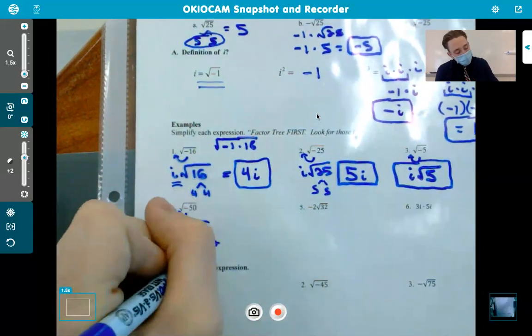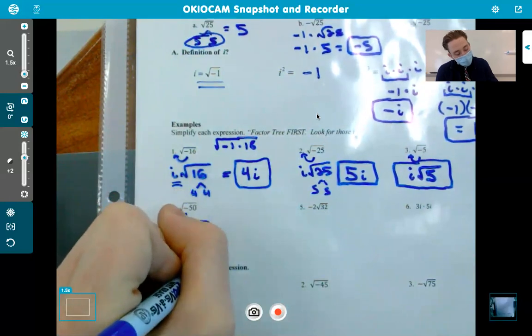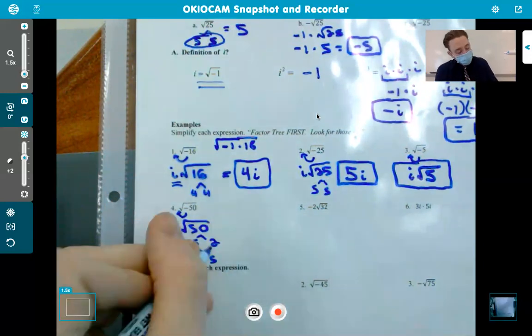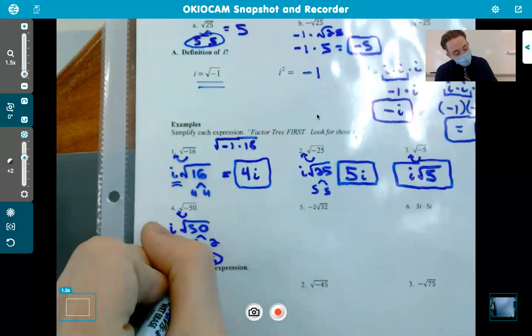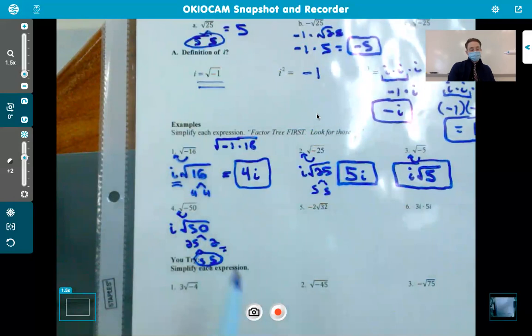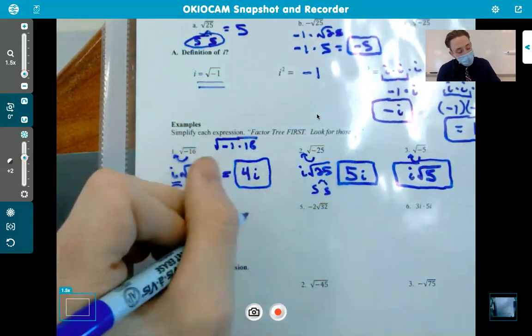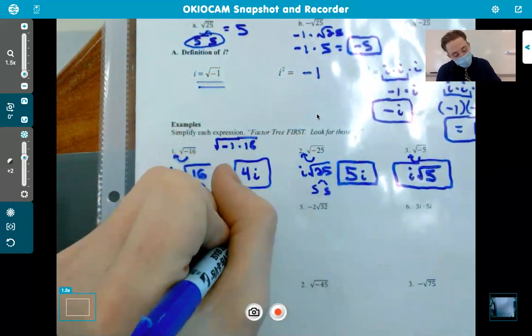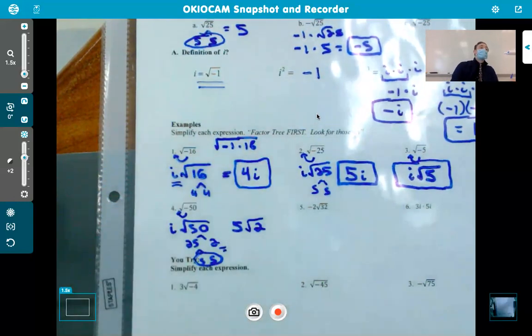Because I know that 25 breaks down into 5 times 5. And one thing that we should hopefully recognize from taking the square root is that a pair of numbers, so 5 and 5, is going to go on the outside of my square root. The number that's left over, so you see how I have that 2 there, that prime number is going to go on the inside of my square root.